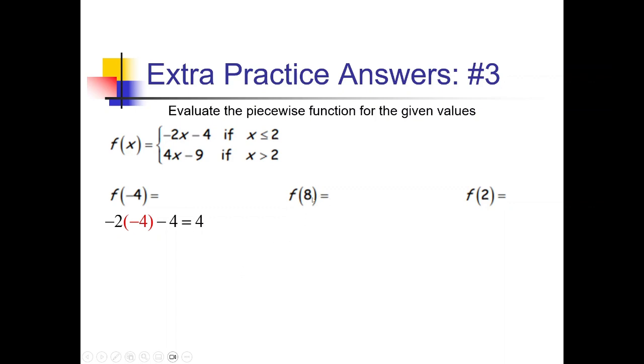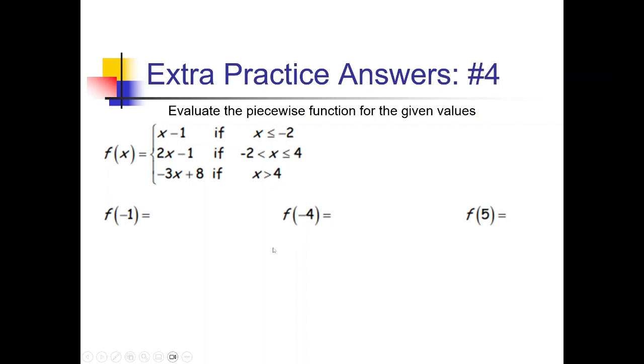Now we have f of 8. That is greater than 2, so we use the second rule. 4 times 8 minus 9. That's 32 minus 9, which is 23. And then finally, f of 2, right on the border, we use the first rule because that has the equals to. So -2 times 2 minus 4, that's -4 minus another 4, which comes out to -8.